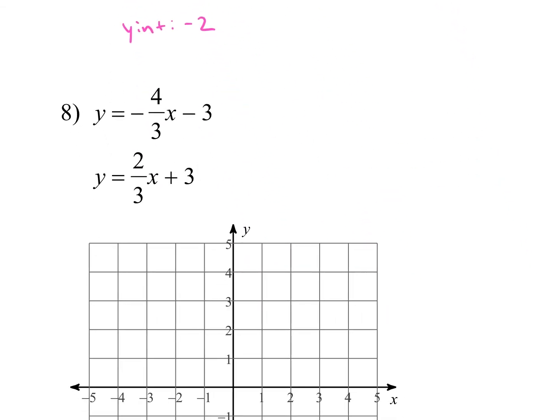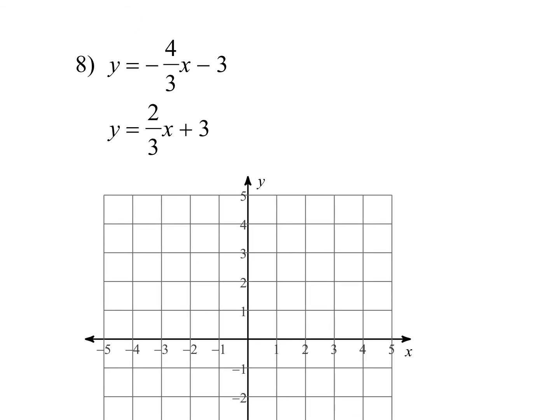So looking at number 8. Just like before, we want these to be in slope-intercept form, just so we can see what our slope is and our intercept, and it'll help us graph. So for the first equation, what's our slope? -4/3. And what's the y-intercept? -3.